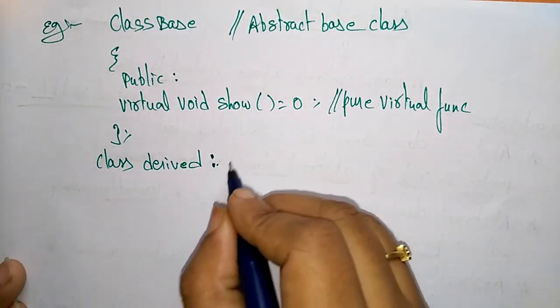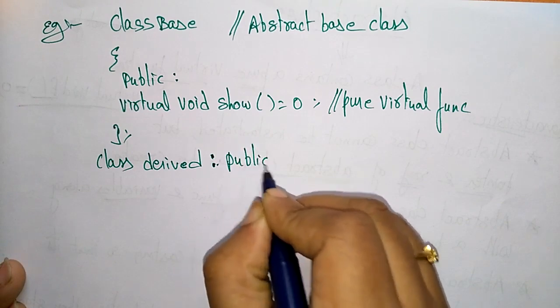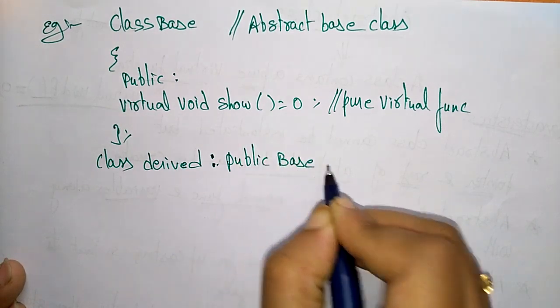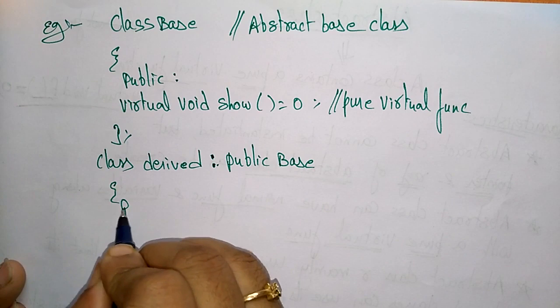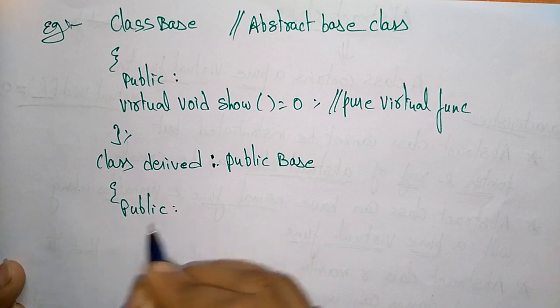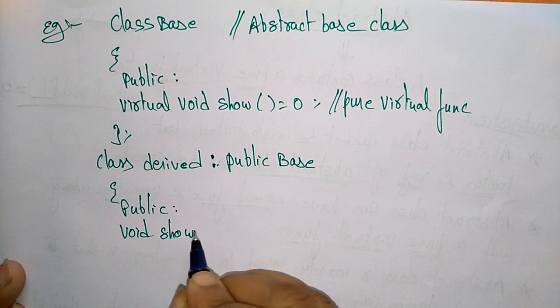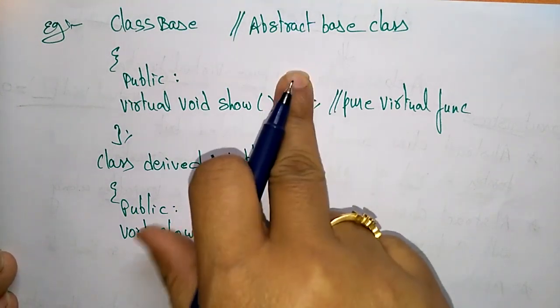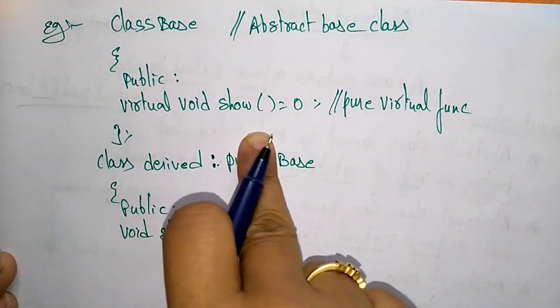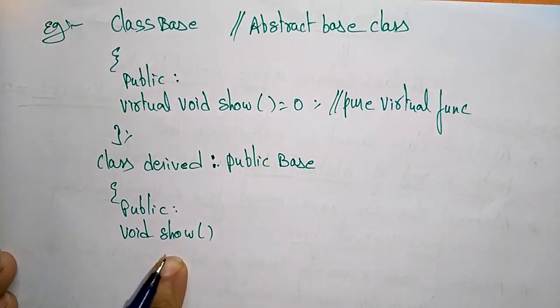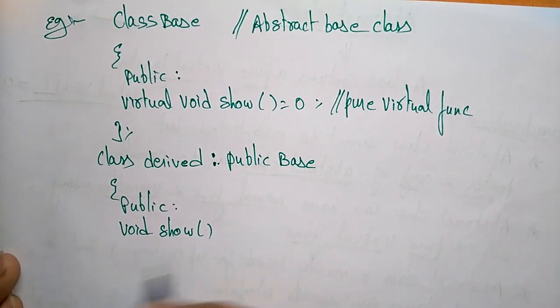Class derived public base. Public void. Now here I am writing the definition. So I said abstract class does not have any definition. So that definition I am writing in the derived class.